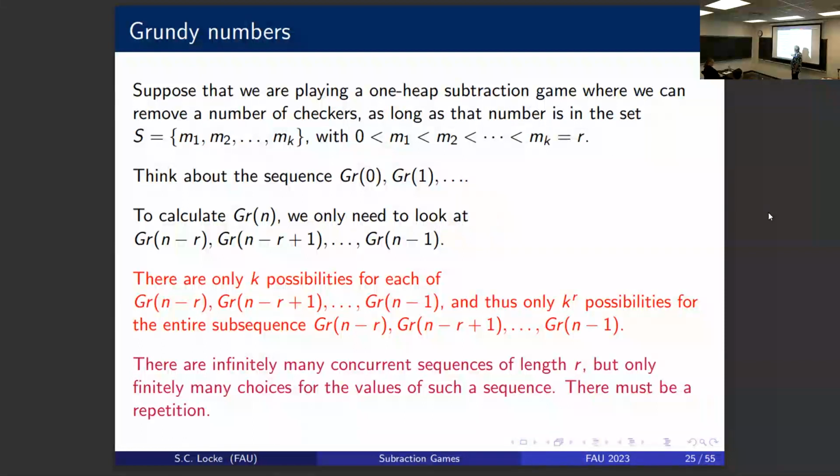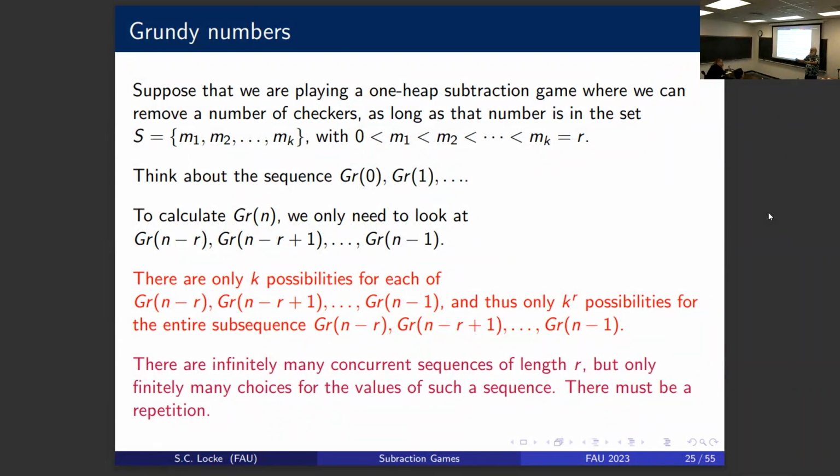Okay, there are only k possibilities for each one of these, and there's only r of them, so there's only k to the r possibilities for that subsequence. All right, so there are infinitely many consecutive subsequences of length r in here, but there's only finitely many choices for the values of such a sequence. There's only k to the r of those. Something must repeat.